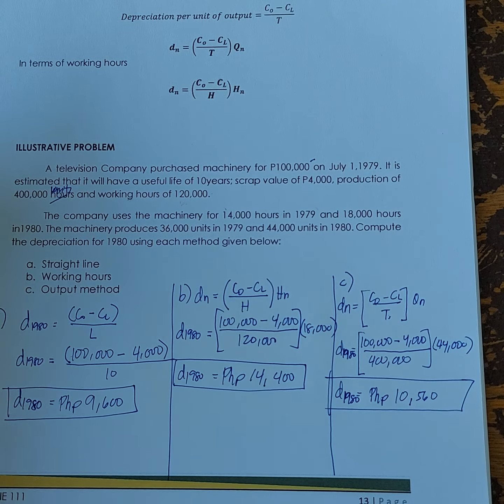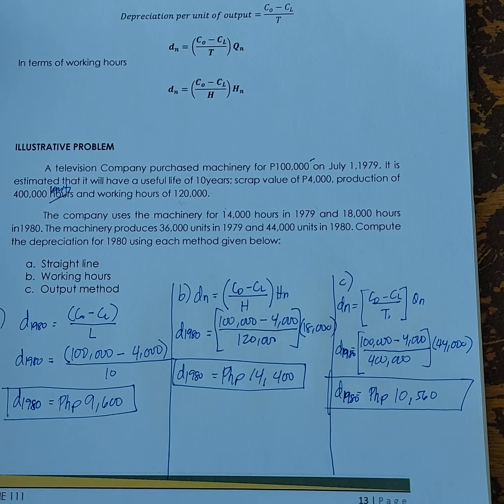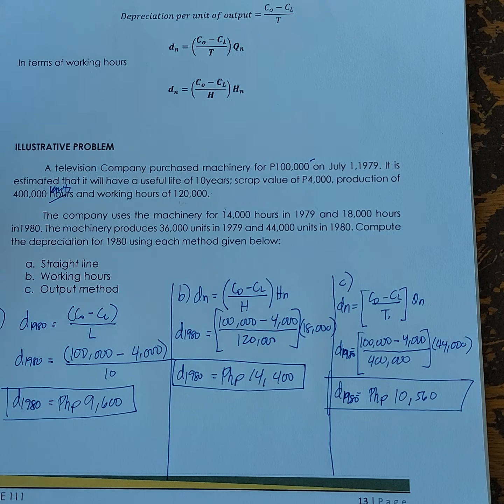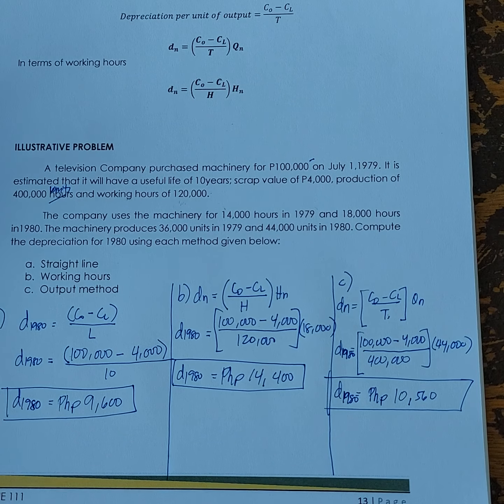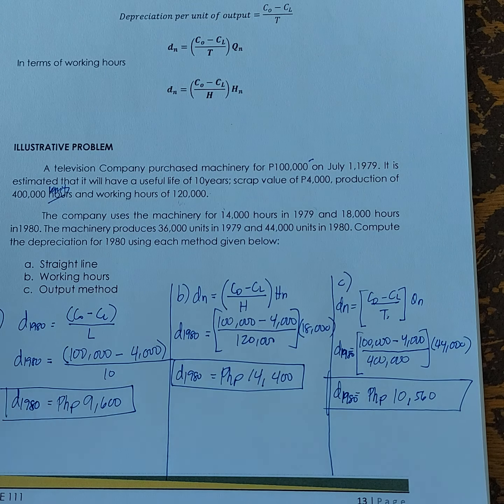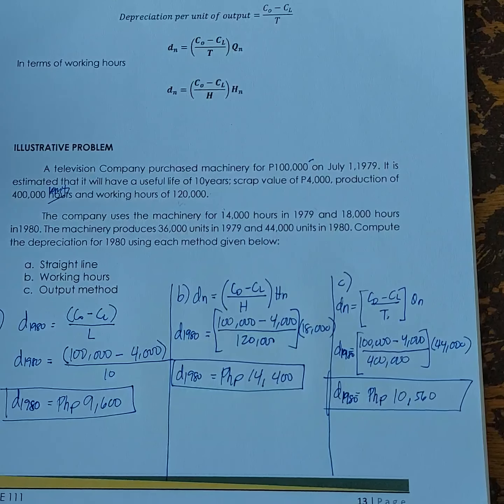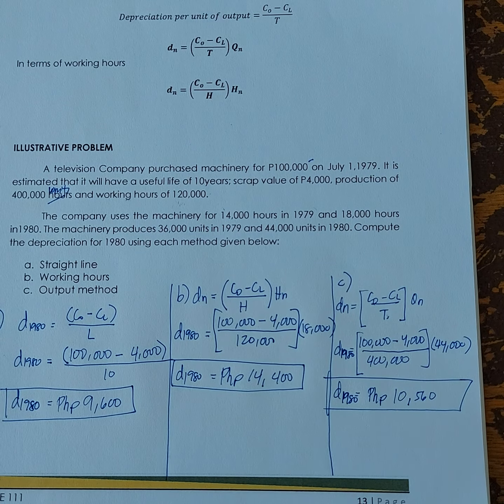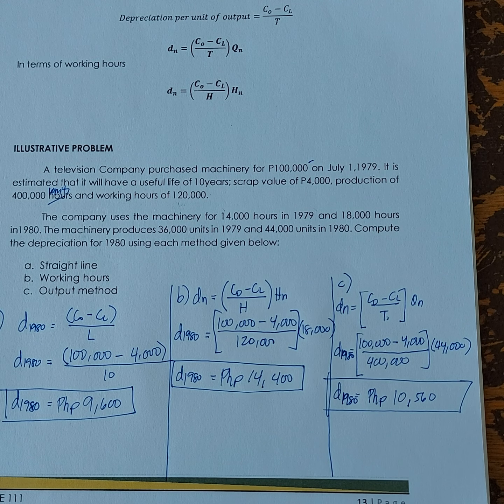So dapat for the sa method natin na service output, okay, working hours method, we should have a record of the number of outputs na produce or number of working hours. Okay, and also you should acquire from the manufacturer ng machine, they should give you the approximate or estimate amount of working hours na pwedeng gamitin yung machine, o kaya amount ng total number of units na pwede ma-produce ng machine. Ayan. Para ma-apply natin yung service output method.